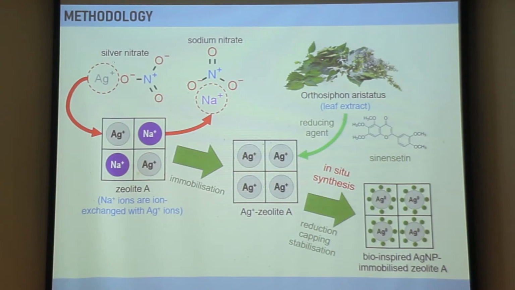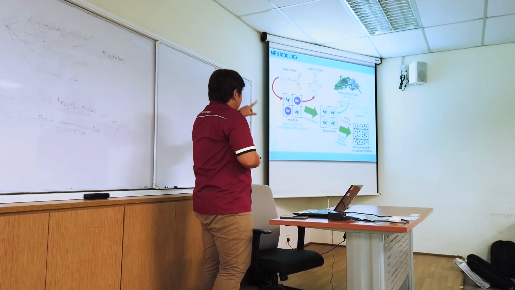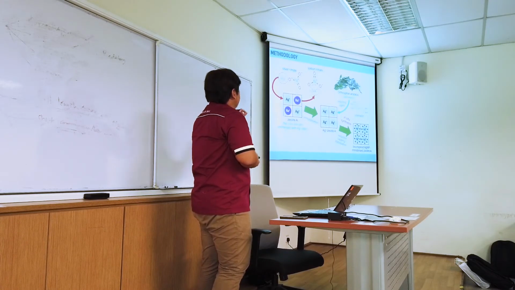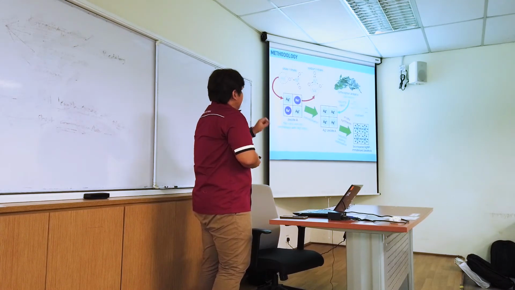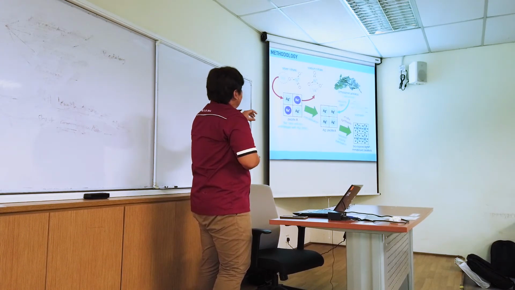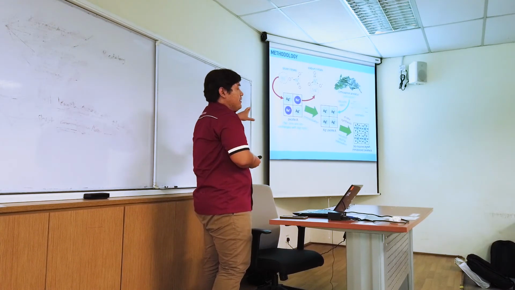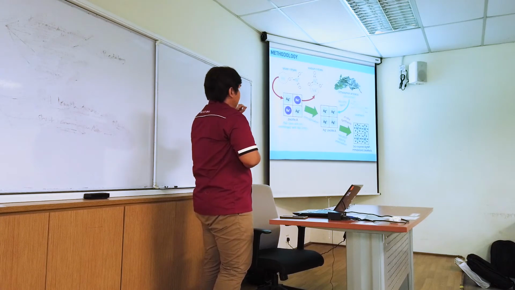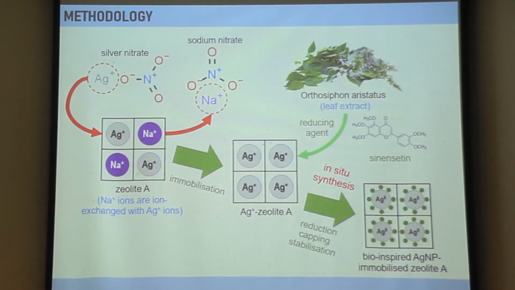So basically, by immobilizing the silver nitrate into the zeolite, we will get Ag zeolite, Ag immobilized in the synthesized zeolite. And the process of immobilizing Ag ion is by the ion exchange of the Ag+ with the Na+. So by immobilization, we will obtain the Ag+ zeolite A.